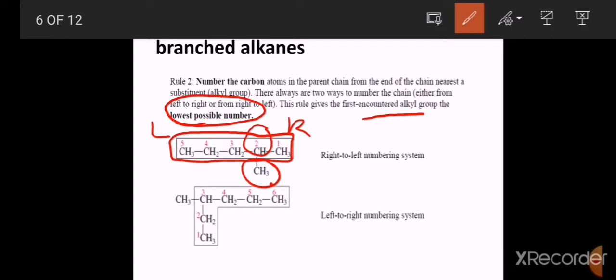Ito naman, parang from left to right. Okay, so mag-start tayo dito para ang first encountered substituent natin ay number 3. Hindi pwede kasing dito tayo mag-start. Otherwise, kung dito tayo mag-start, number 1 yan at ito ay magiging number 4. Siyempre, hindi natin gusto yung 4 kasi merong mas mababa na 3. Okay?